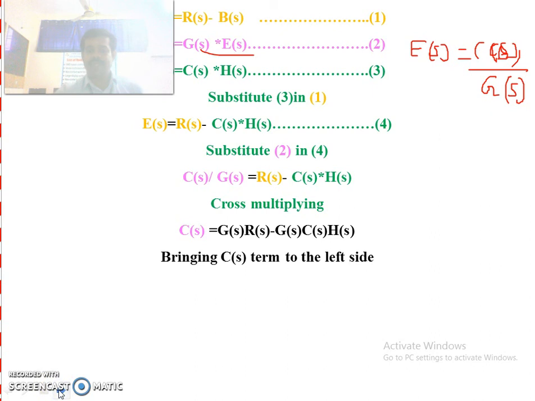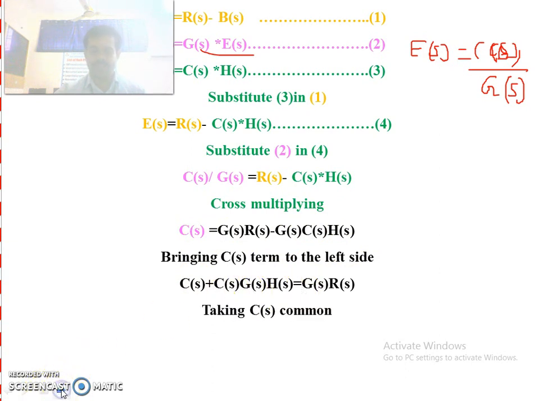Then bringing the C(s) term to the left hand side. So you will be getting C(s) plus C(s) into G(s) H(s). After that you are taking C(s) common. So you will be getting C(s) into 1 plus G(s) H(s), and on the RHS you are having G(s) R(s).